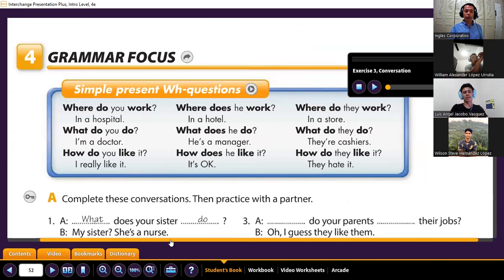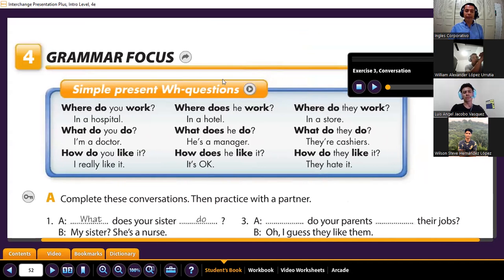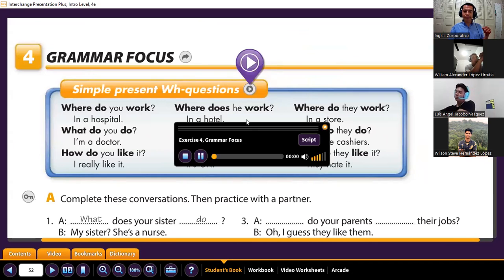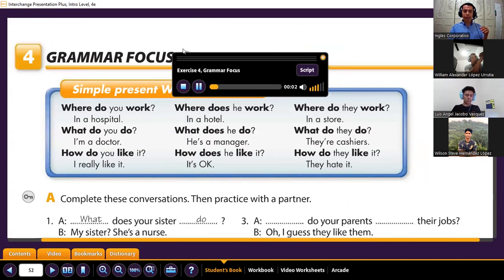WH words, right? Pay attention. Page 52, exercise 4, grammar focus. Simple present WH questions. Where do you work? In a hospital. What do you do? I'm a doctor. How do you like it? I really like it. Where does he work? In a hotel. What does he do? He's a manager. How does he like it? It's okay.